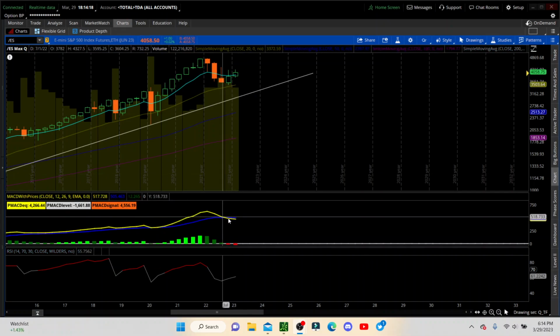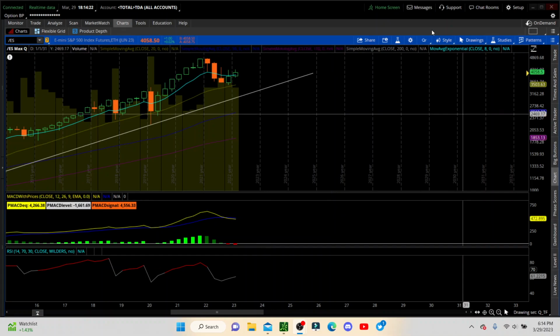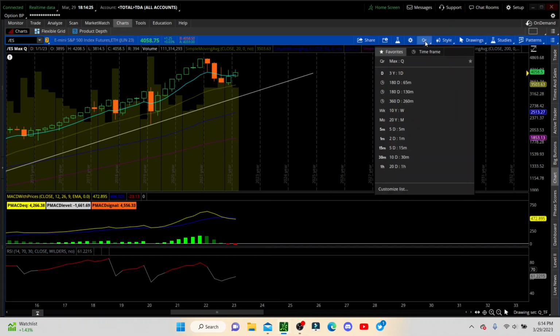We're getting that bearish crossover here on the quarterly MACD as well. We'll take a look at it again tomorrow. So let's go down to the monthly time frame.